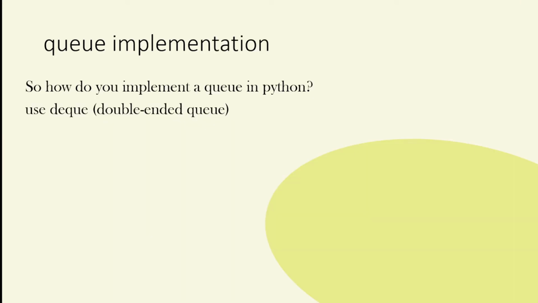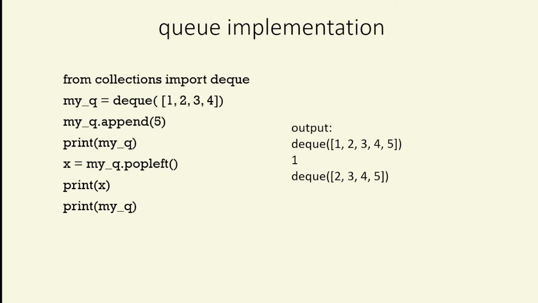Well, you can use a double-ended queue, which is pronounced deck. You can see here with deque we can append the same as list, and we can use popleft to remove the first item in the queue, or in the deque in this case.